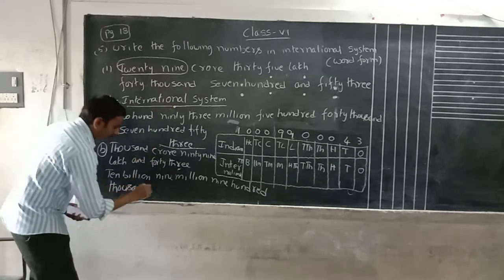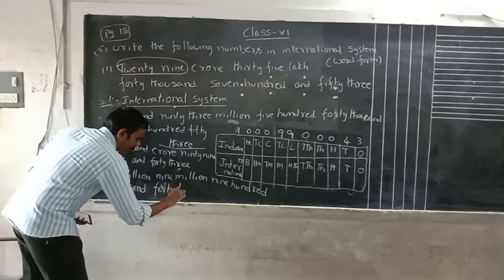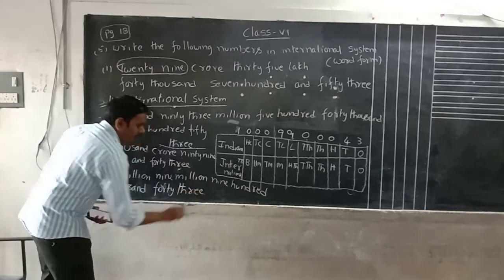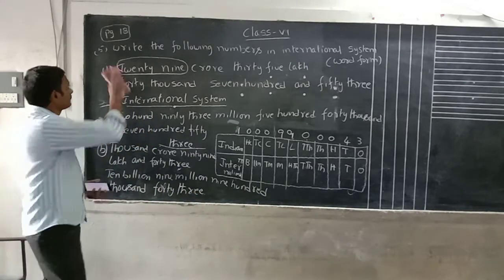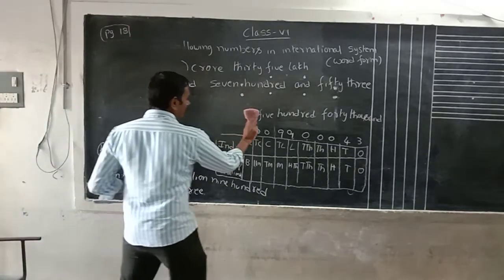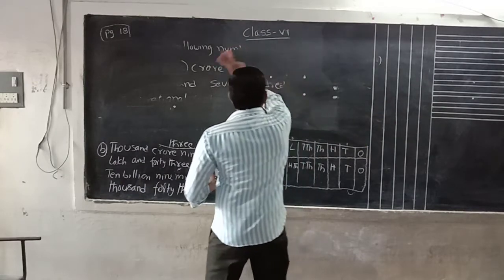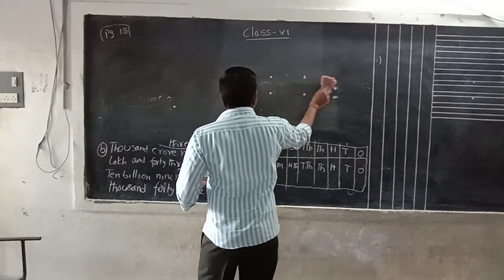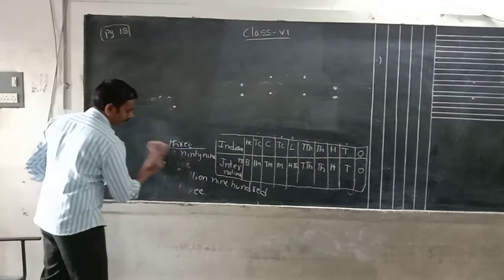What is the last digit? 43. 900,000, 43. That is the answer. Next, for the Indian system we have to frame it. If you know the comparing table, it will be easy for you. Otherwise, it will be difficult.